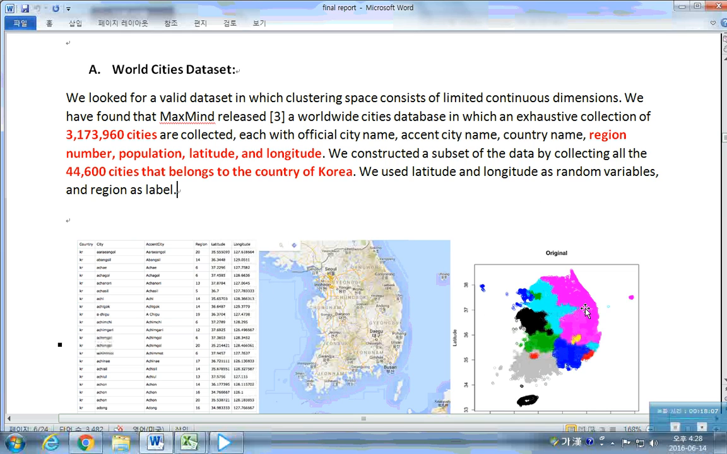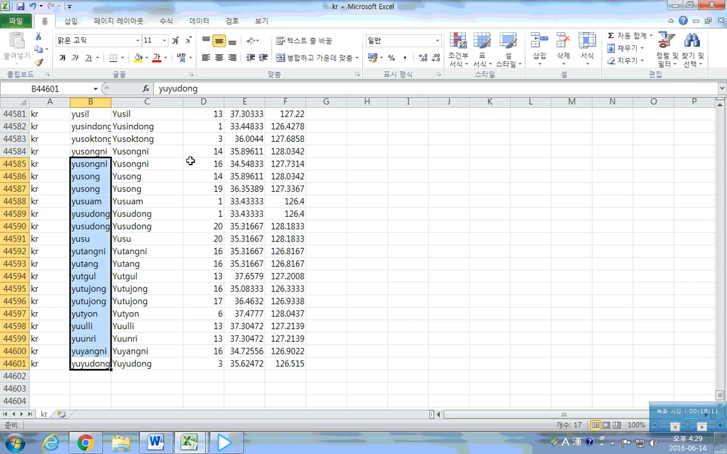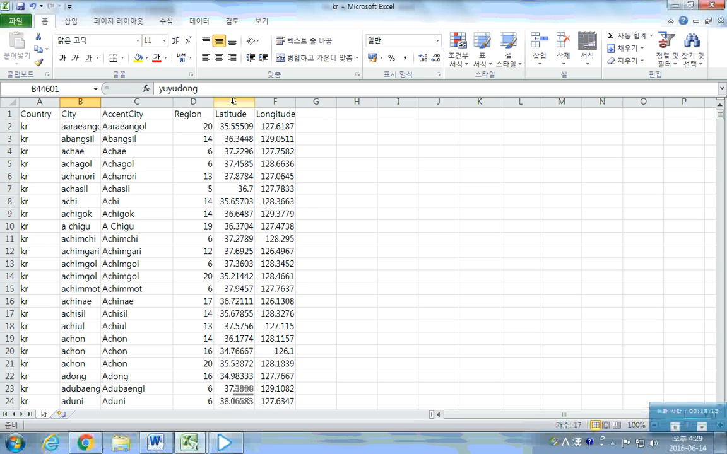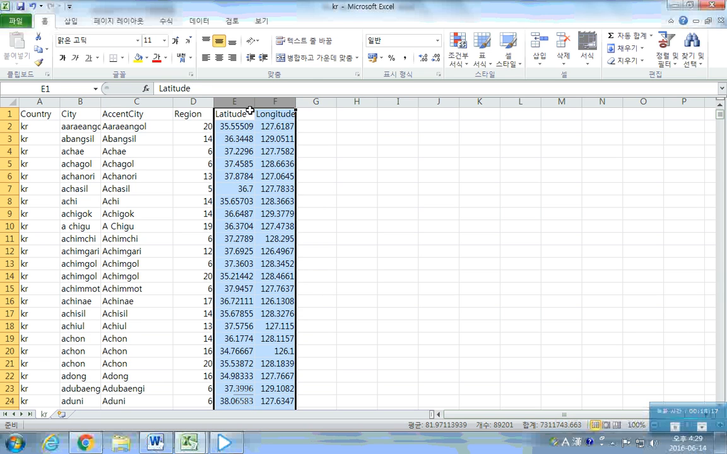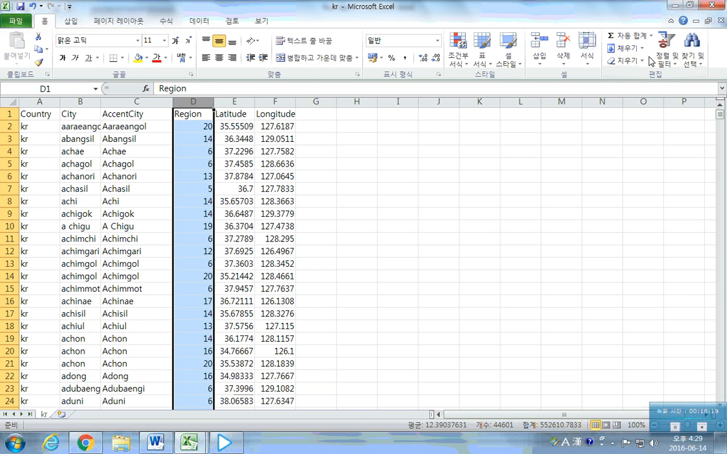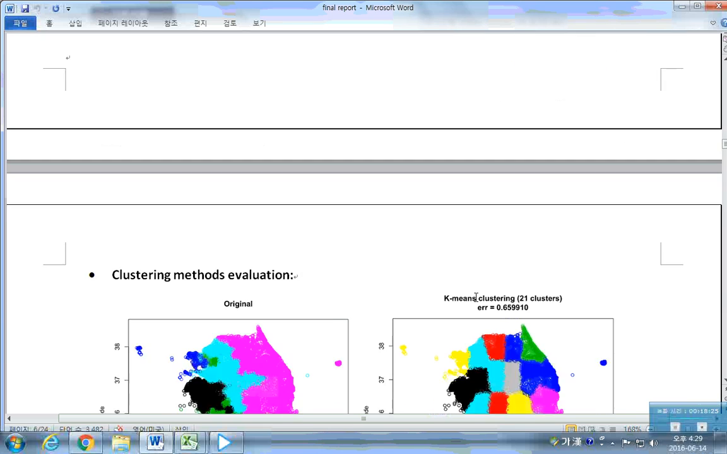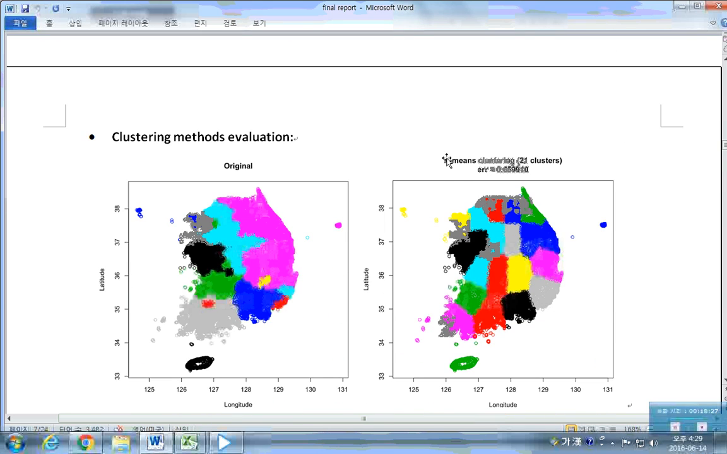So we took this data. First, we used their original given region and constructed what region we should be getting if we have this longitude and latitude. So this becomes the ground truth, the original data we hope to achieve. Based on this one, we started applying different algorithms. K-means clustering clustered Korea in this format based on the cities, and the error rate is about 65%.